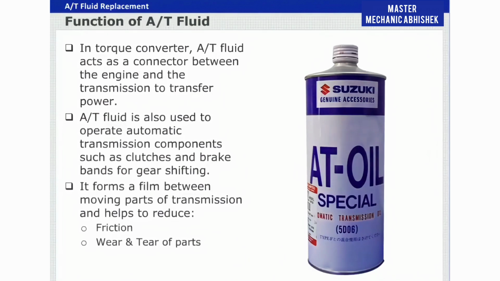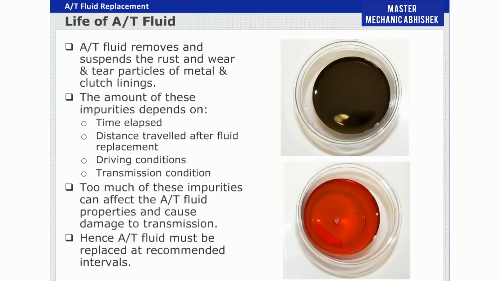Function of AT fluid. In torque converter, AT fluid acts as a connector between the engine and the transmission to transfer power. AT fluid is also used to operate automatic transmission components such as clutches and brake bands for gear shifting. It forms a film between moving parts of transmission and helps to reduce friction and wear and tear of parts.